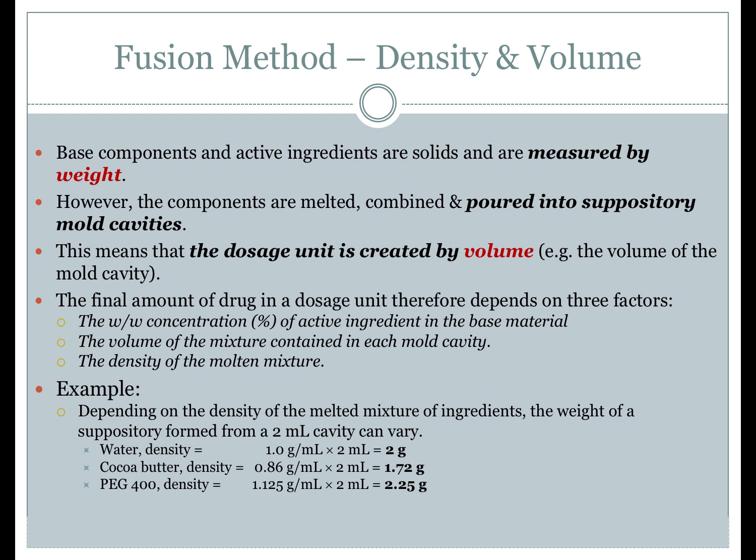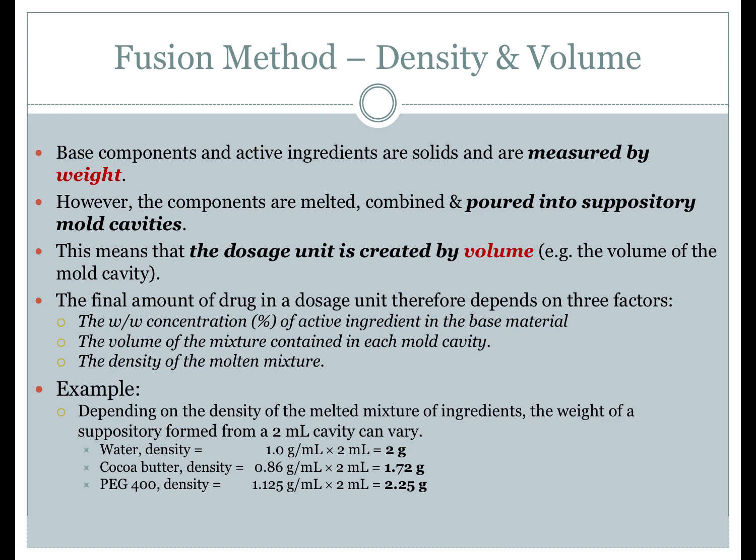There are three factors that will determine the final weight of the drug in a suppository prepared this way. The first factor is the weight per weight concentration of the active ingredient in the base material. The second factor is the volume of mixture contained in each mold cavity. The third factor is the density of the molten mixture. Different suppository bases have different densities. Let us use an example to illustrate these factors.